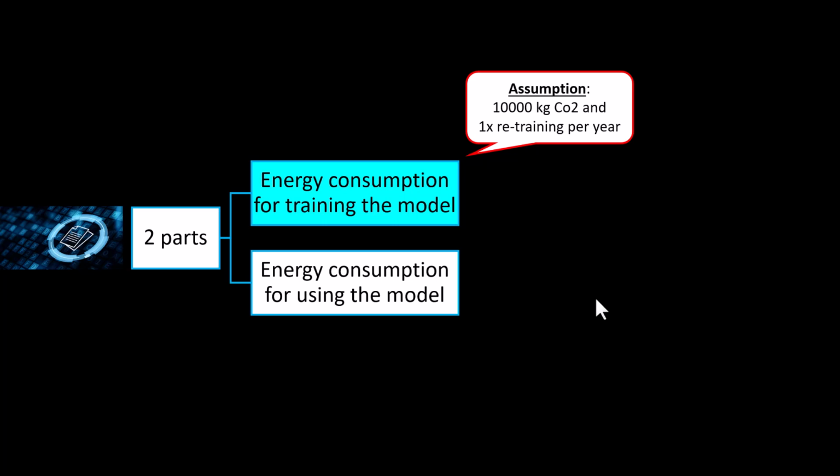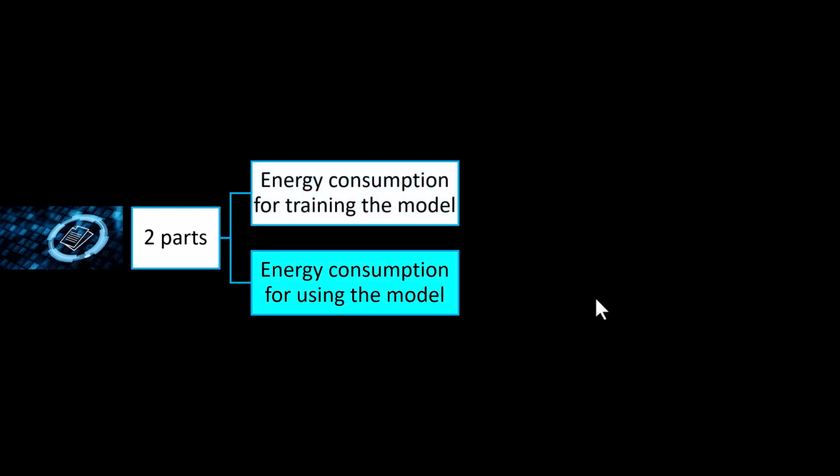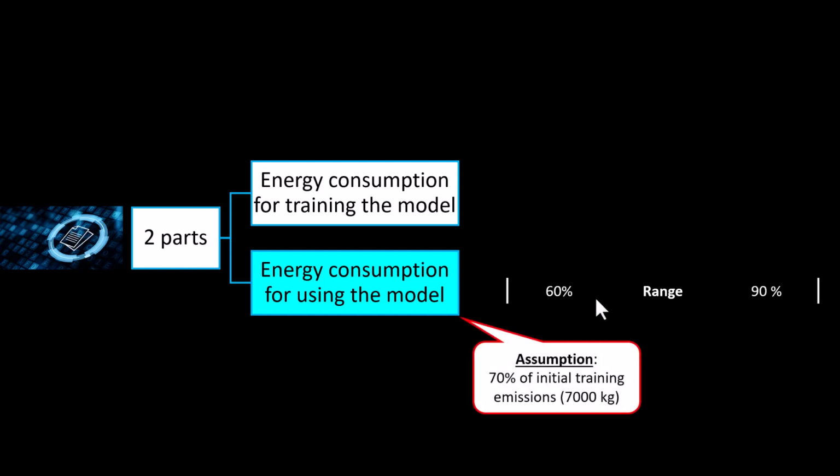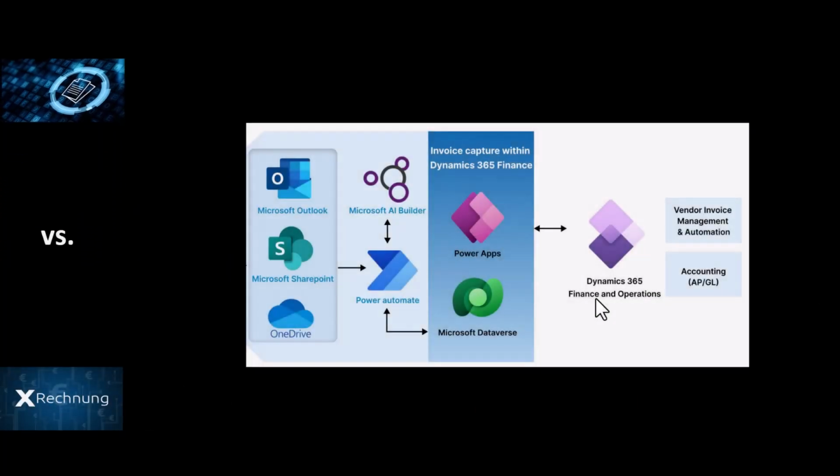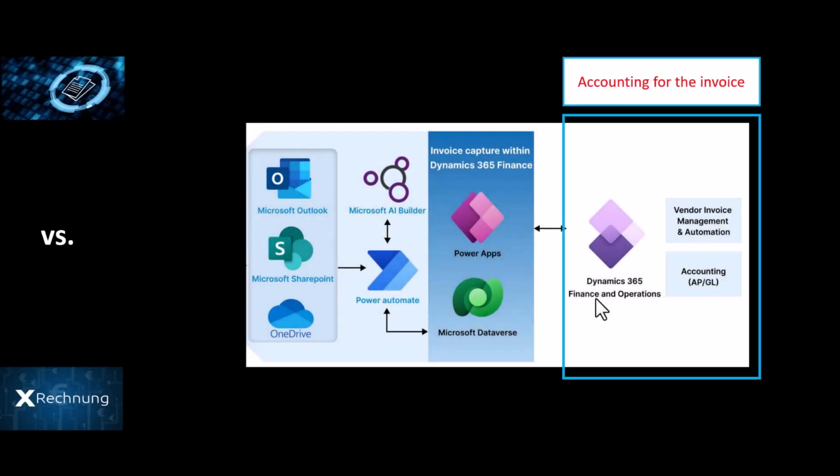Of course, you can halve that, but you will see later on that the result will not change much. And then the energy consumption for using the model, there are also papers that say it's between 60 and 90% of the original training. So if you consume 10 tons for the original training, then I assumed, okay, 70% of that is 7 tons. Also here are some references. And then let's go on with our exercise.